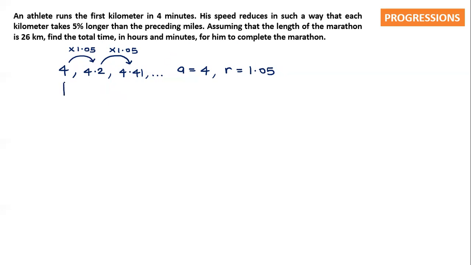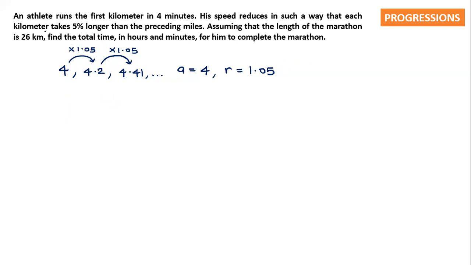This is your first kilometer. This is the first kilometer, this is your second kilometer, and this is your third kilometer. That means your kilometer actually represents n. This is the first term, the first n, this is the second term, this is the third term. So your kilometer represents n, understand?